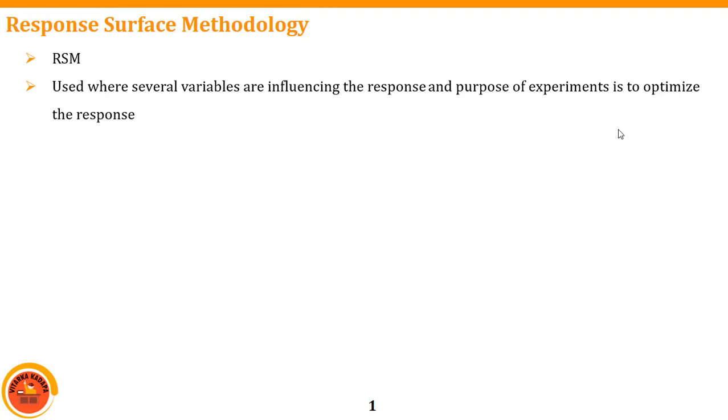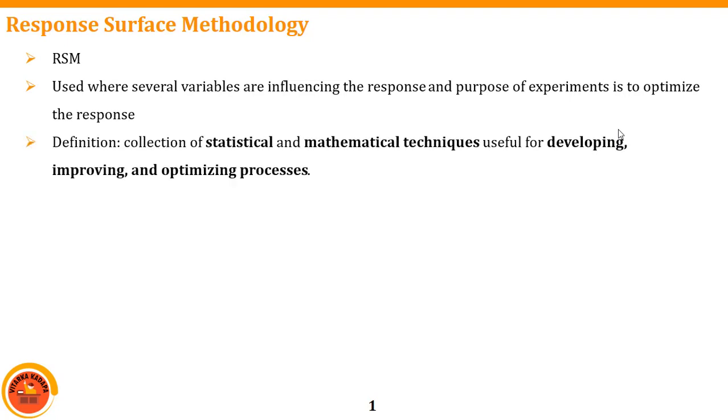So this RSM is used where several variables are influencing. For example, if only a few factors are influencing the design, then I will prefer Taguchi or full factorial. If more variables, more factors are going to be influencing, then RSM is used. This response surface is used to predict the optimal responses. From a definition point of view, it is a statistical and mathematical technique used for developing, improving and optimizing the process. If you compare this with Taguchi or full factorial design, the total experimental design will be totally different.